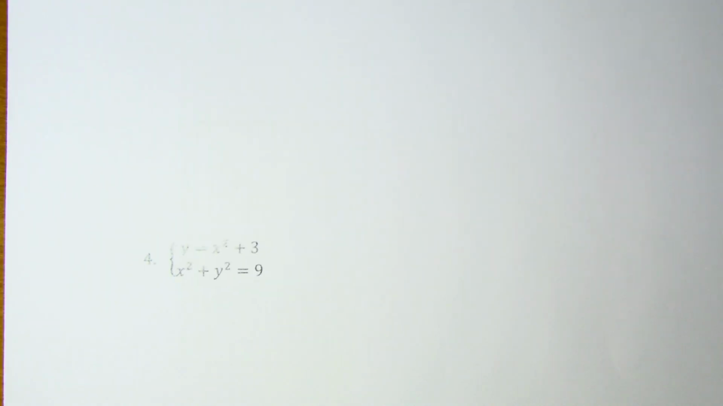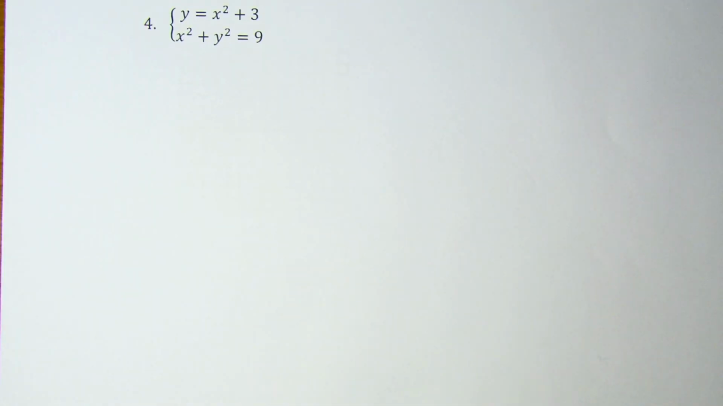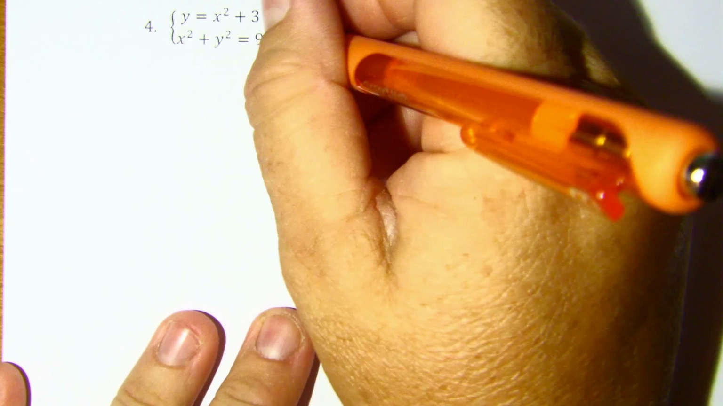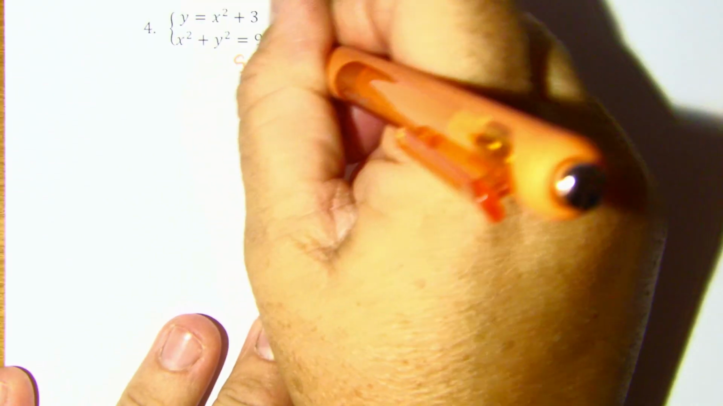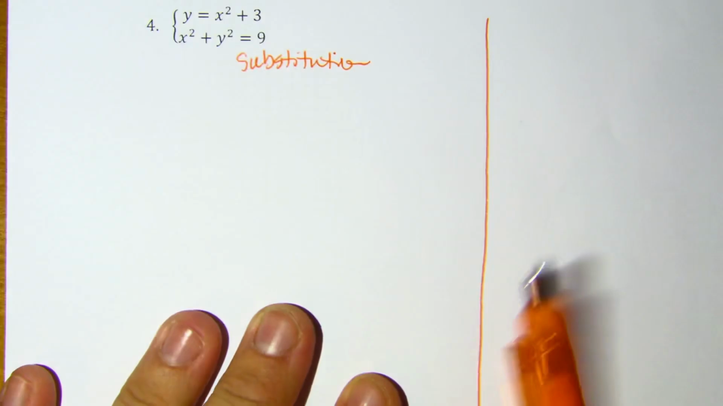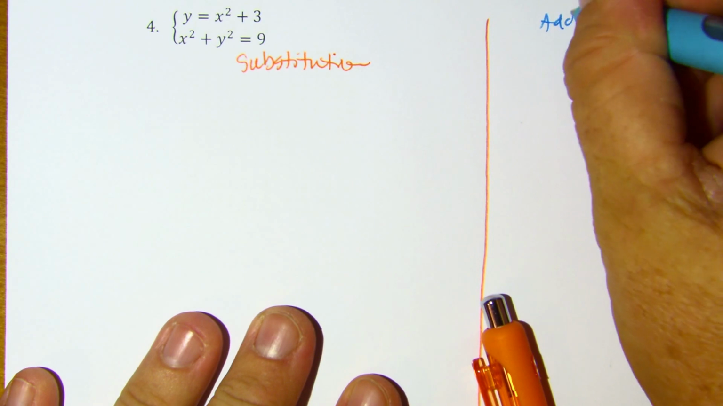For the next one, it is again a good setup for substitution, but it is also possible to use the addition method. So this is a good example for me to show you both methods with the same example so you can see that you can do it either way. So I'm first going to use substitution. And then I'll do it again using elimination or the addition method.